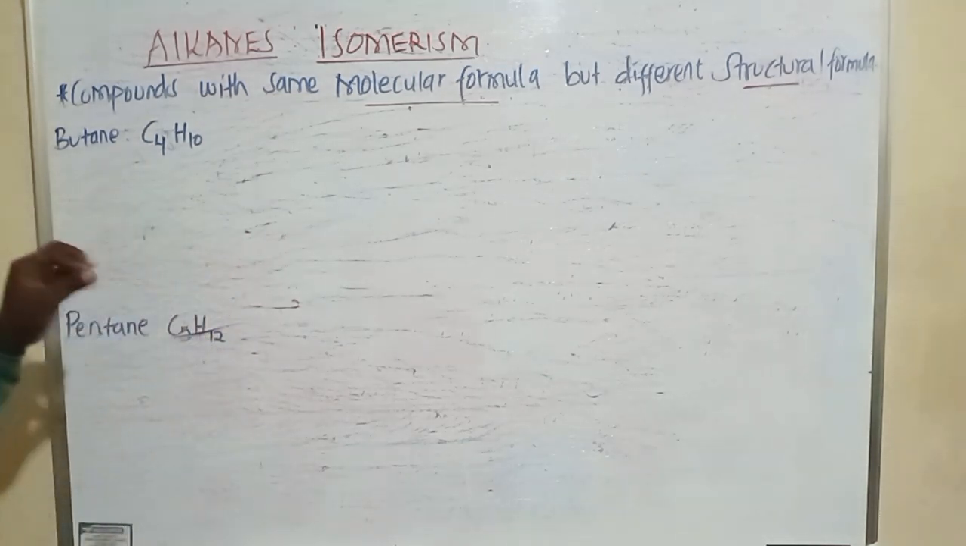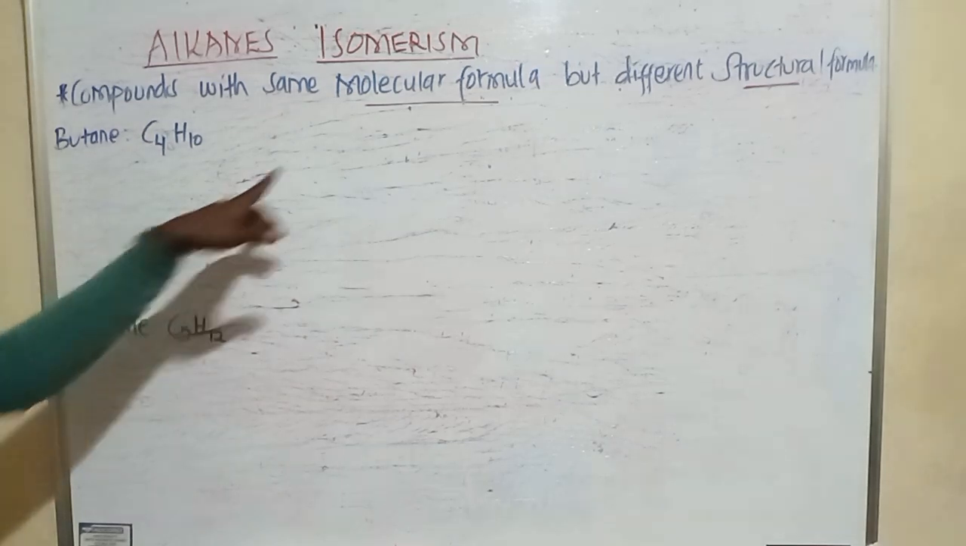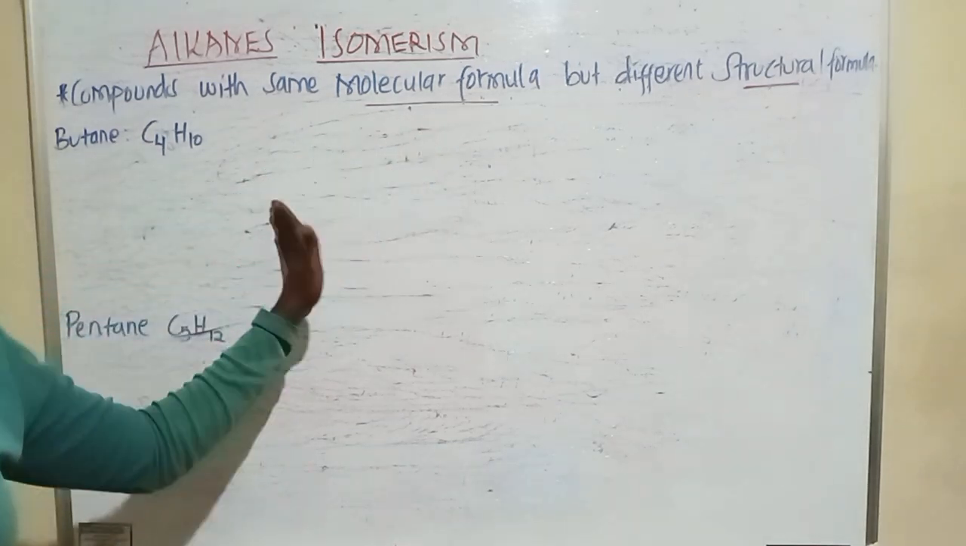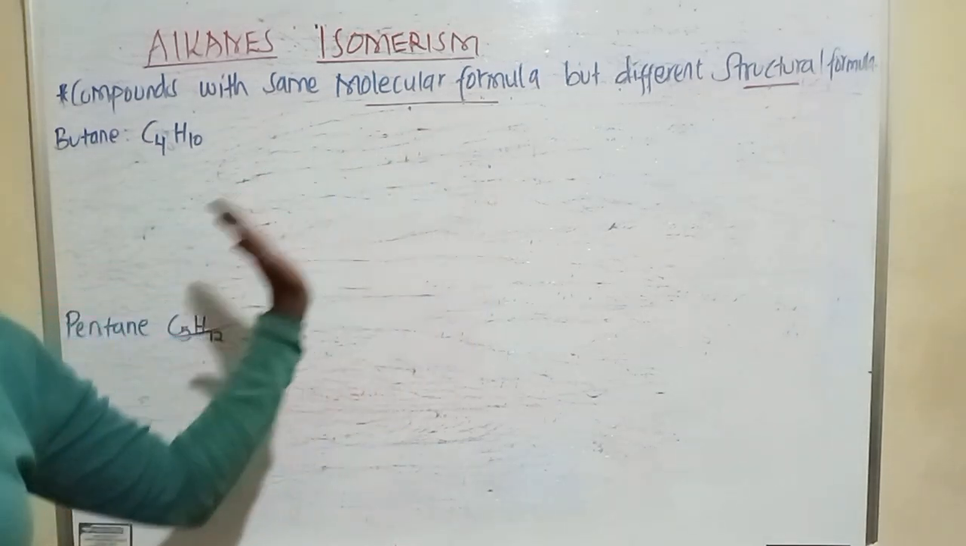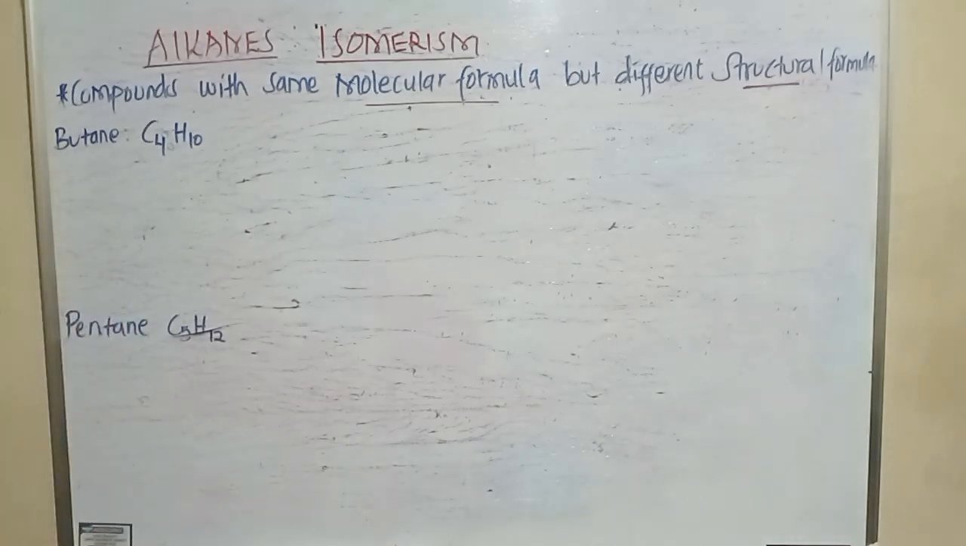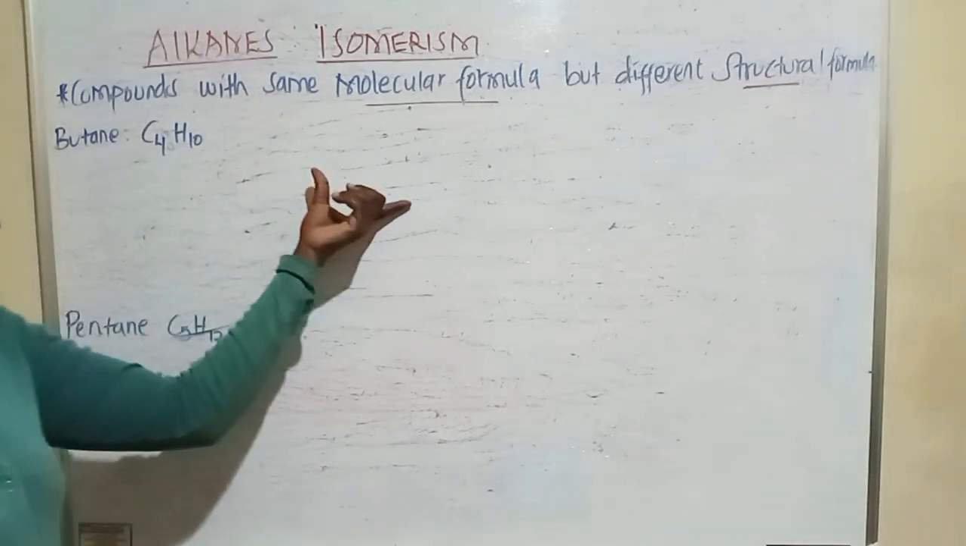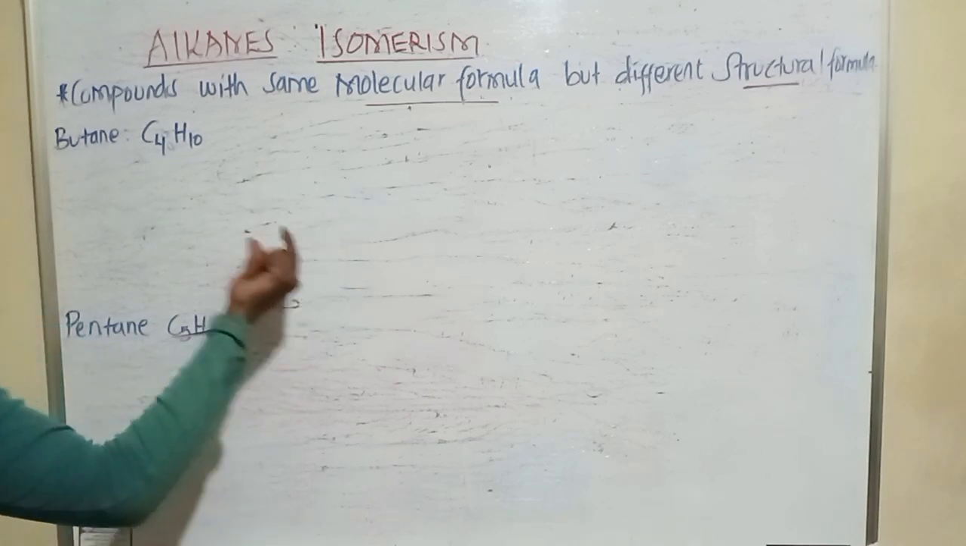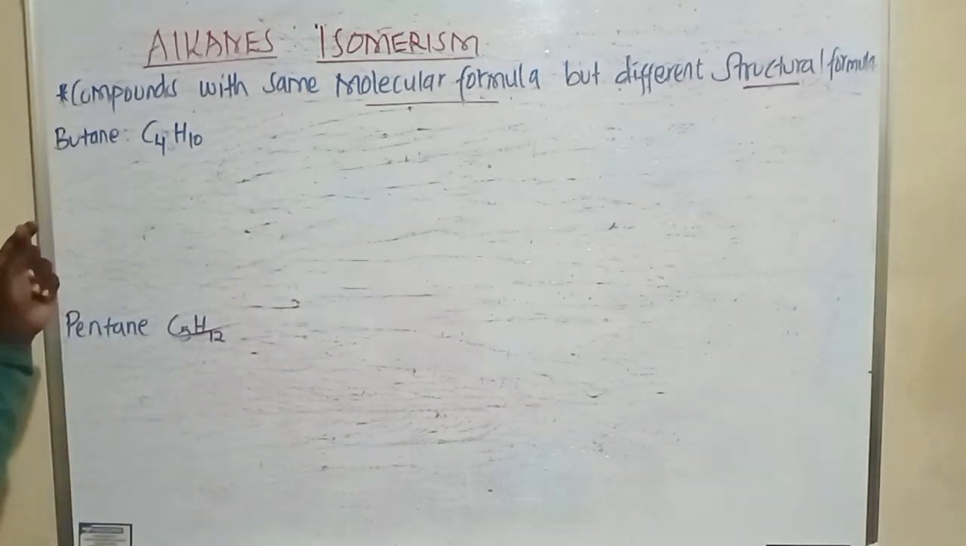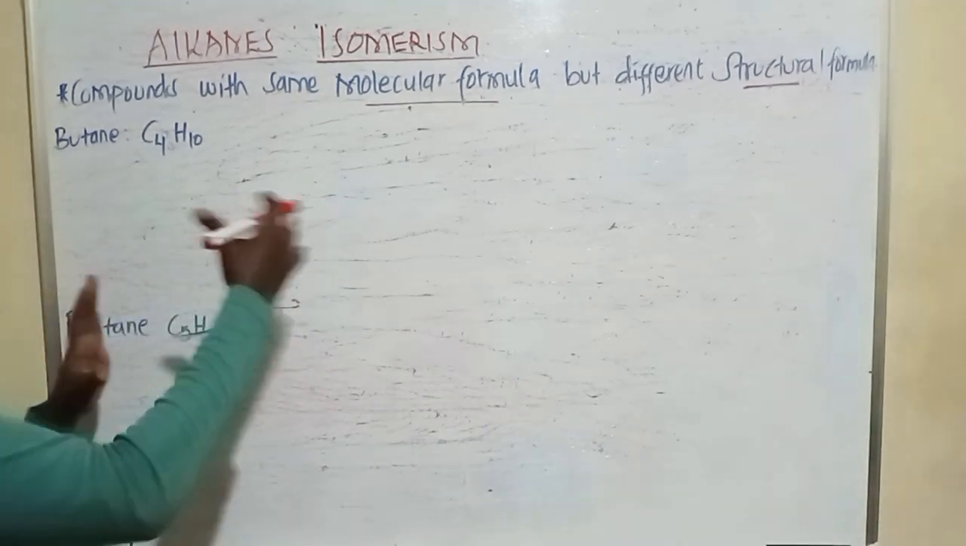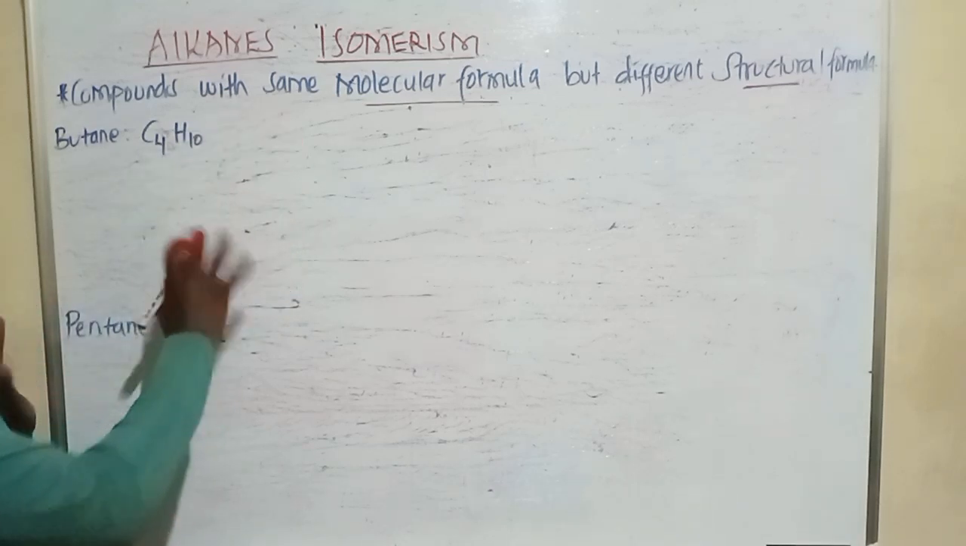So we are going to have two or more compounds with the same molecular formula but different structural formula. The structure is going to differ, and this occurs because of the possibility of branching from our carbon atom. The possibility of branching from our carbon atom is going to bring about isomerism.